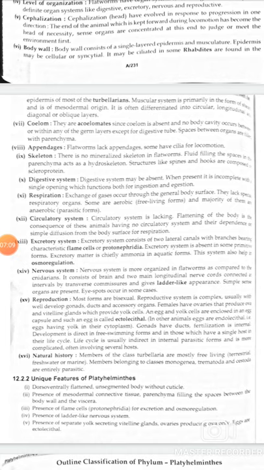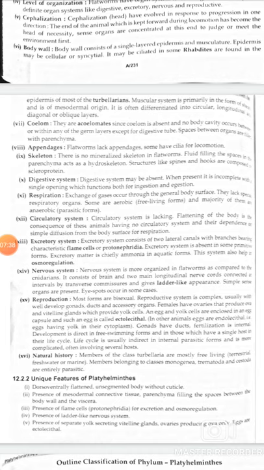The last point is about the natural history. It deals with the point that members of the class Turbellaria are mostly free living. They may be terrestrial, freshwater or marine, and members belonging to classes Monogenea, Trematoda and Cestoda are entirely parasitic in nature.